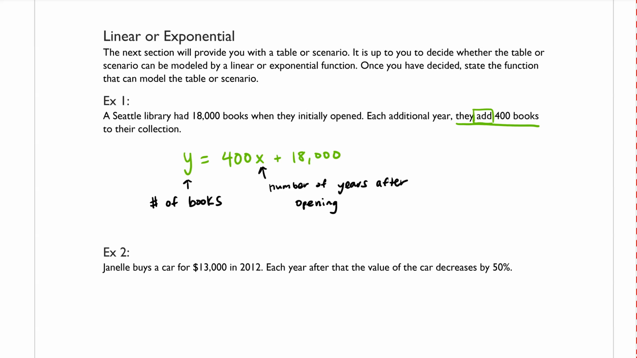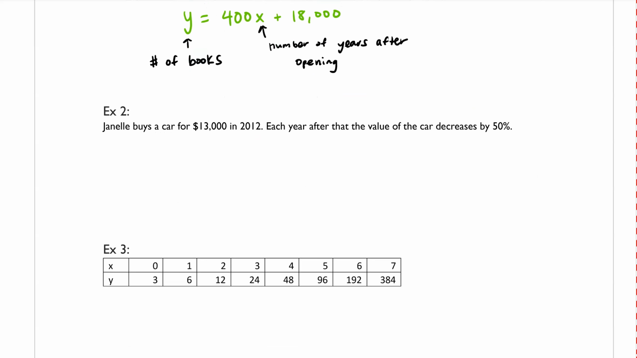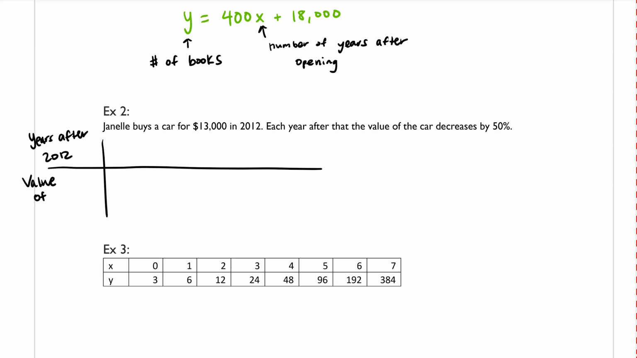Example 2 says Janelle buys a car for $13,000 in 2012. Each year after that, the value of the car decreases by 50%. So if I made a table of what that looked like, our input would be the years after 2012, and then our output would be the value of the car. And so when she initially bought it in 2012, the value was 13,000.